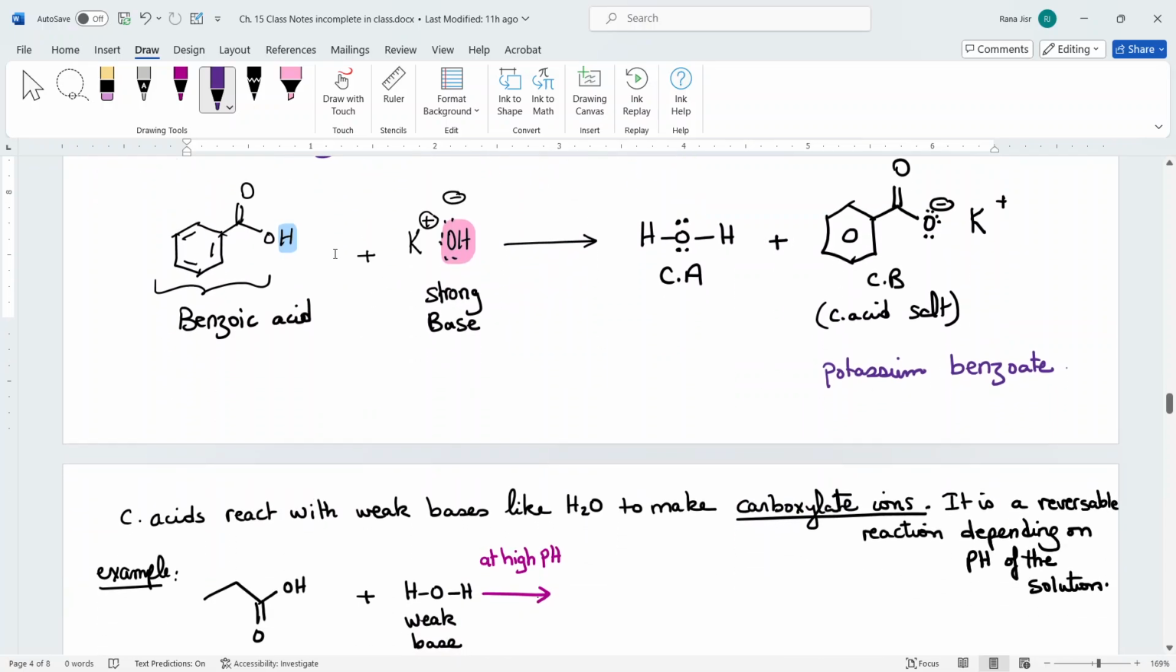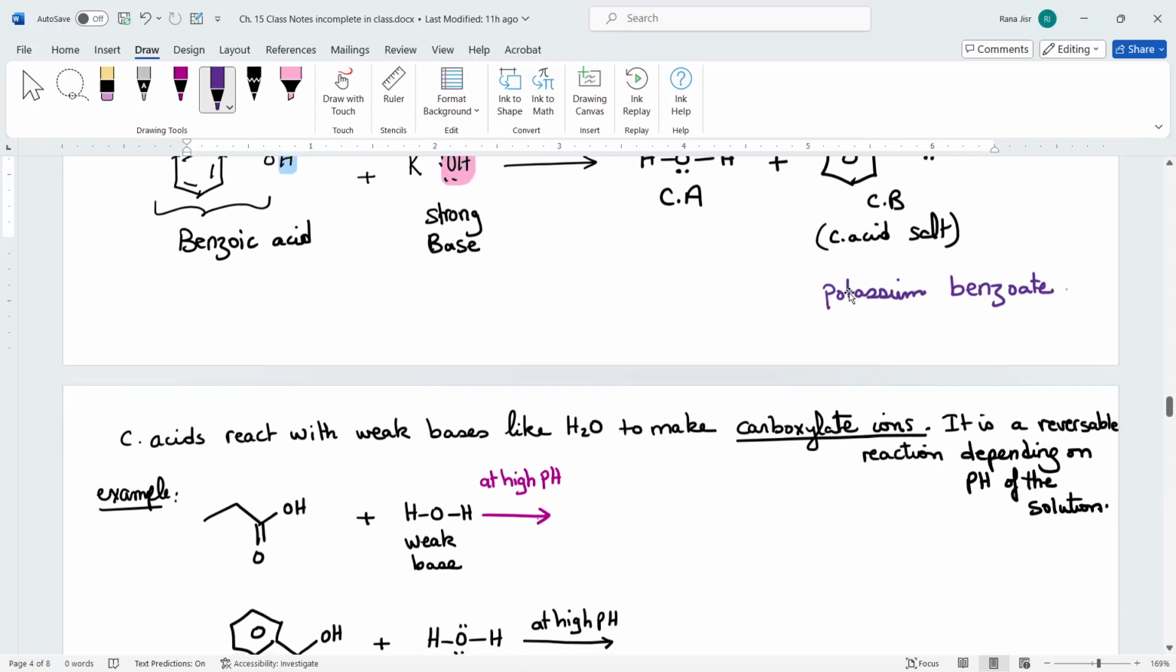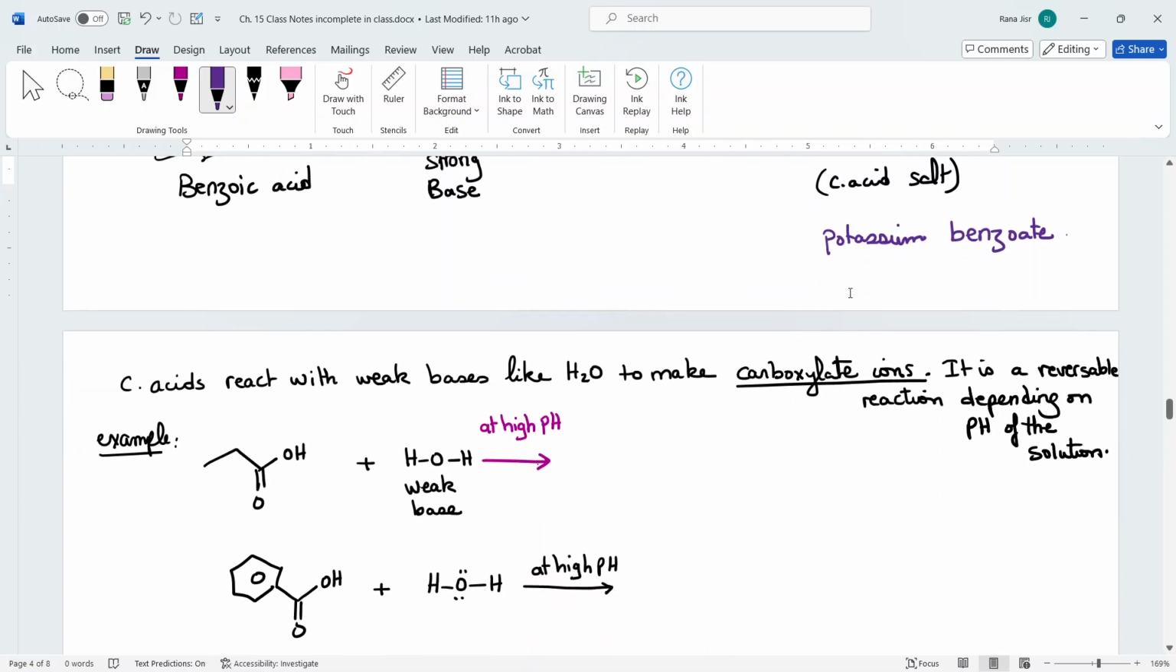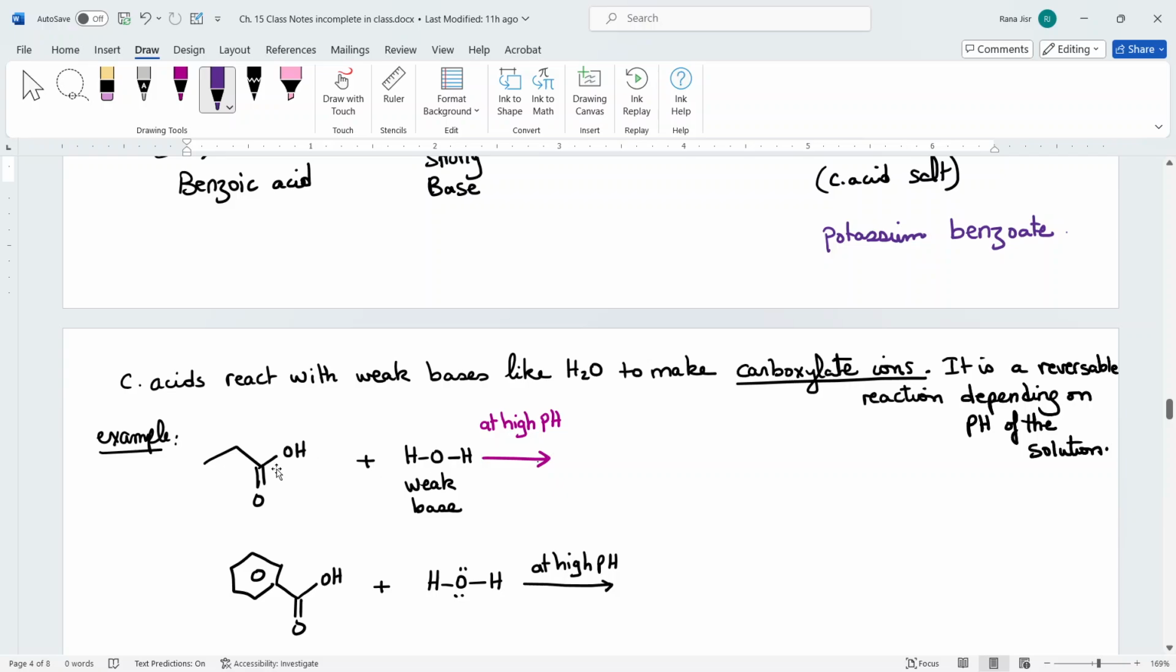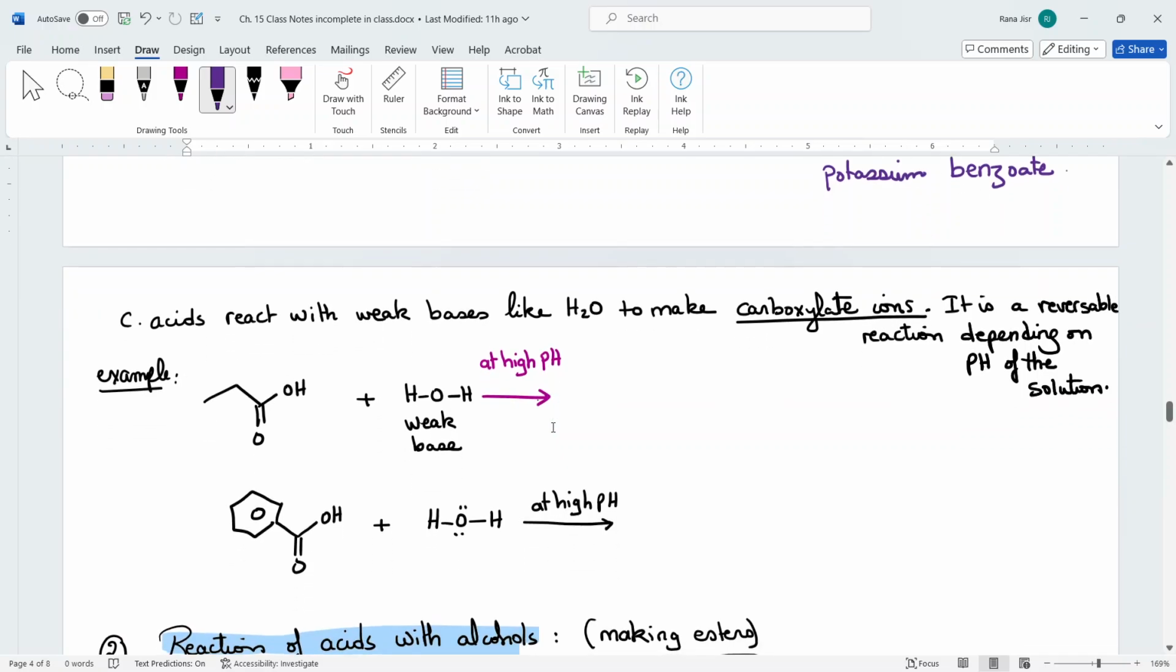Now this reaction is pH dependent, not temperature dependent. And because I am forming a base, I need to increase the pH of the solution. Okay, so we call this a reversible reaction because it depends on the pH of the solution, if the pH is high or the pH is low. So let's say, for example, if I have this and I say, okay, at high pH, what am I going to get? High pH means basic. Low pH means acidic.